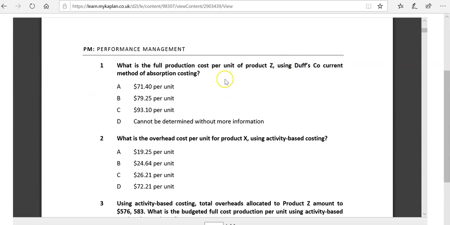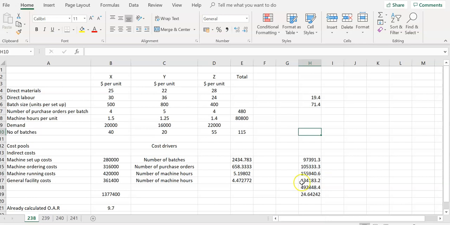So you can see what I've done there. This is just the current method. Now they ask, what is the overhead cost per unit of X using activity-based costing? So now this is where we just have to be very careful. Let's look at the scenario here. So let's look at X.